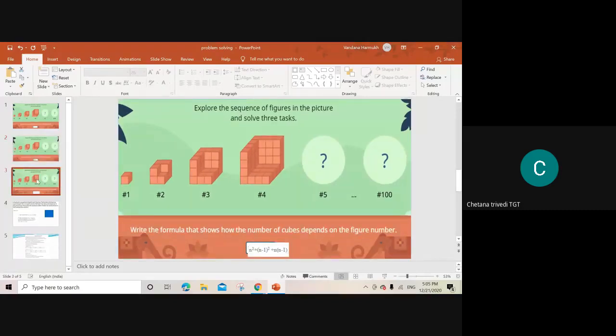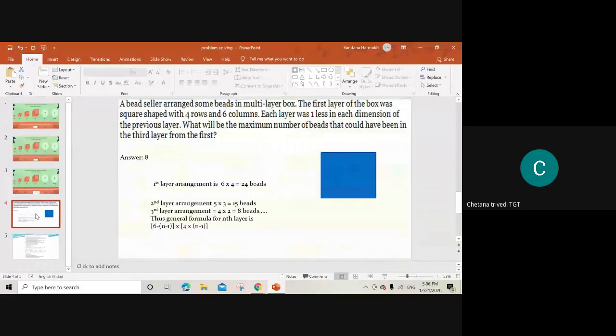This type of question is very useful to develop visualization and problem solving skills, and how to find out the pattern if anything is given. So we have to find out some patterns. These are the questions based on this. This is the second number question.